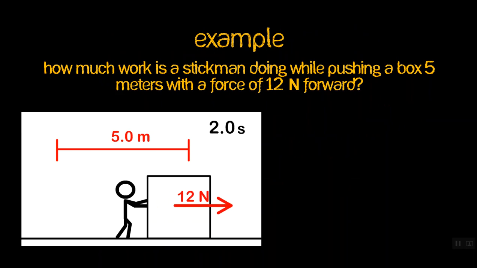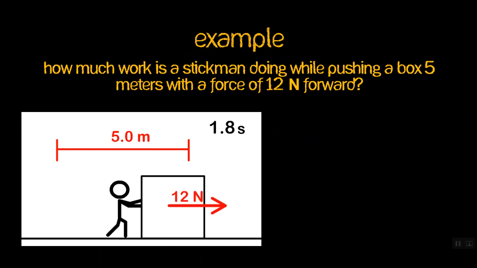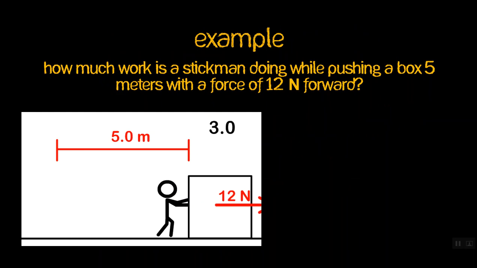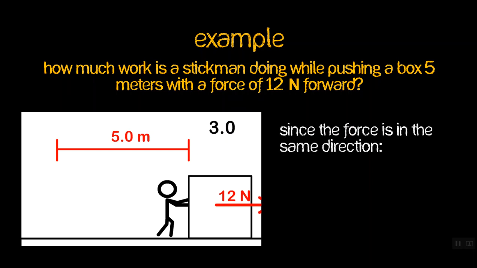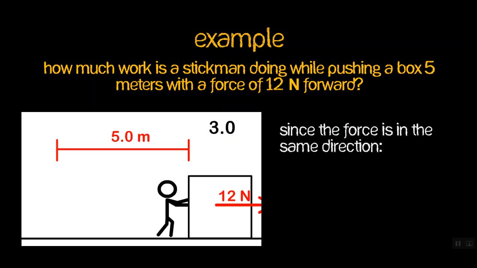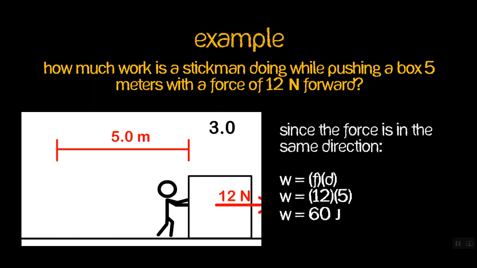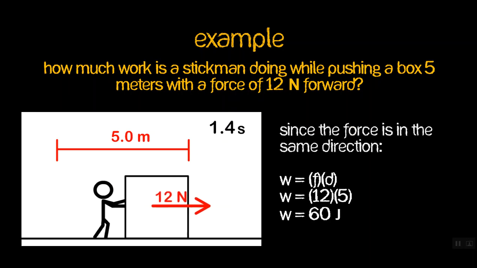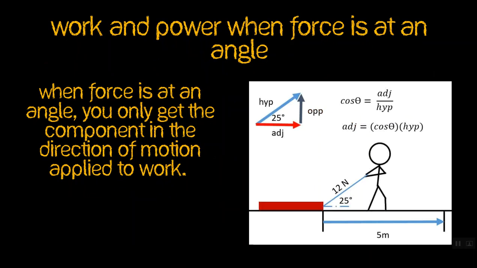Now, let's look at the formula and apply it. How much work is the stickman doing while pushing a box 5 meters with a force of 12 newton? Firstly, we must make sure the force is applied in the same direction as the displacement. Therefore, we can apply the formula: work is force times distance, which is 12 times 5, and that gives me 60 joules.